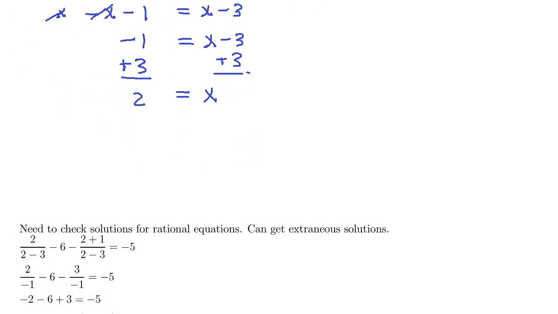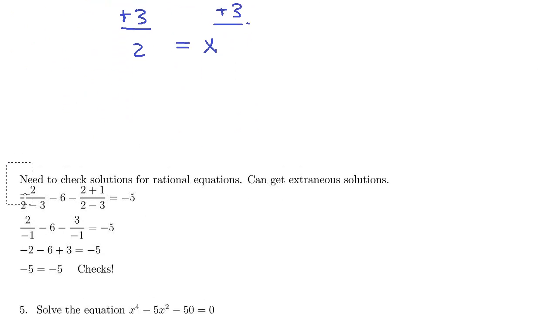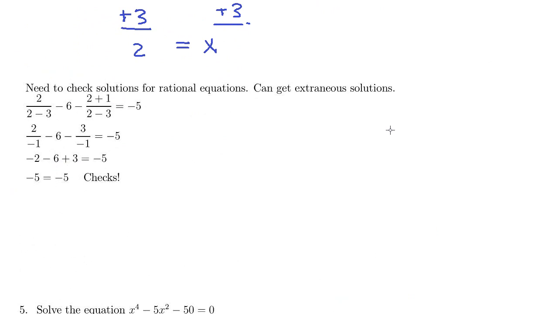And then we want to substitute that into the original equation here and make sure that it checks. And that I've already done. So let's take a look there. So we put the 2 in here, and here, and here, and here. That's where the x was. So you get 2 over 2 minus 3, that's 2 over negative 1. And then here 2 plus 1 is 3, 2 minus 3, negative 1. So then we've got a negative 2 right there, minus 6, and then minus 3 over negative 1, that's minus negative 3. Double negative makes a positive 3. We want that to be negative 5 on the right. Negative 2 minus 6 is negative 8, plus 3 is indeed negative 5. So that does check.